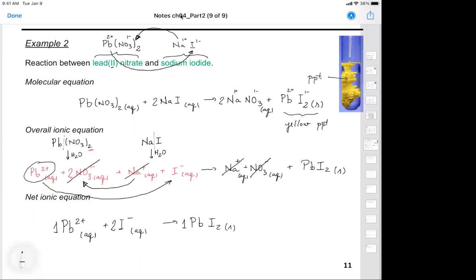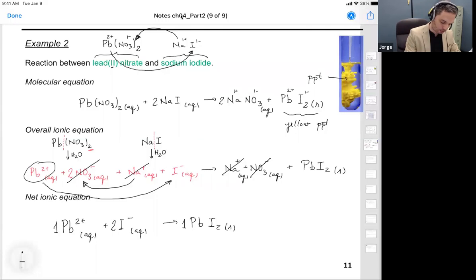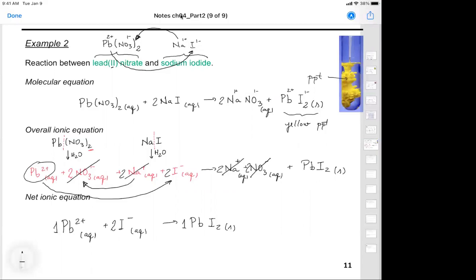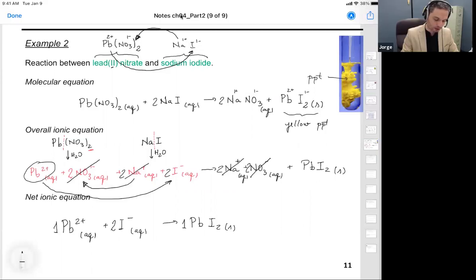Would that also carry into the overall ionic equation as well? That will carry as well. So I was lazy here. Sorry, guys. You have a 2 here, 2 here, 2 here, and 2 here. Thank you. Yeah, so that's why it's always a good idea to start with the molecular and then you carry over the coefficients to the ionic equation.